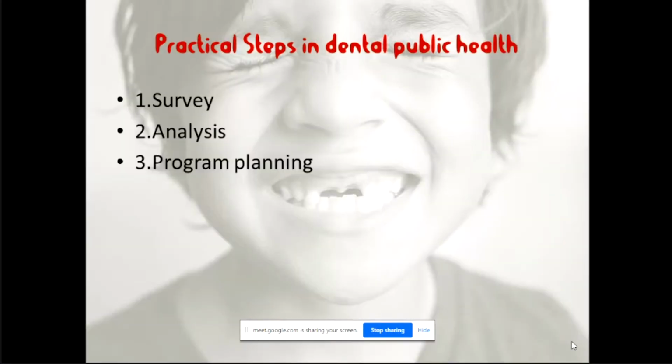So practical steps in dental public health. These three points are roughly: research, meaning survey, analyze the data we obtained, and then program planning. Because community dentistry is something that affects the whole community. It means we are planning to control all the oral health system in the city or in the area. So survey, what is the meaning of survey?